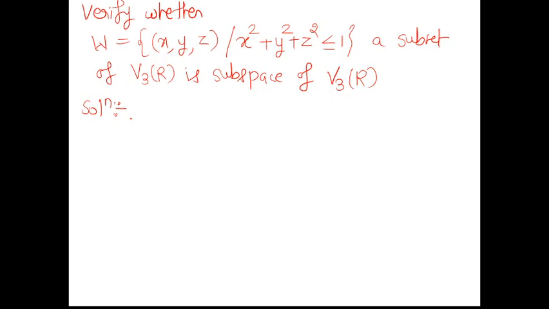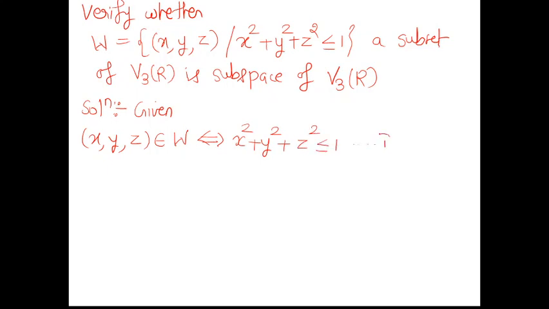So what type of element belongs to W? That we'll write here. First of all it should be a triplet, that is, (x, y, z) belongs to W, and the condition required is x square plus y square plus z square is less than or equal to 1.